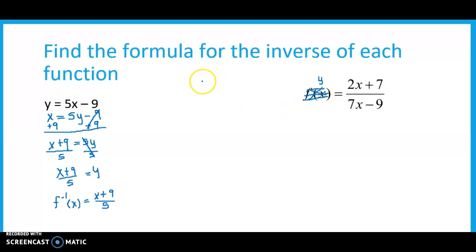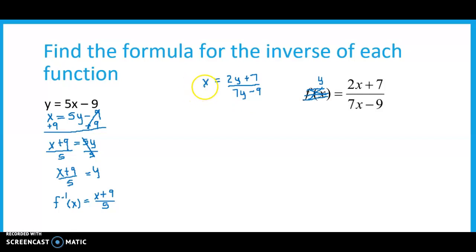So again, I start by switching. I'm going to start over here so I have a little bit more space. So instead of y, I write x. And so then I have 2, and instead of x, I write y plus 7. In the denominator, I have 7. And again, instead of x, I write y minus 9. So this is my first step where I switched the variables.